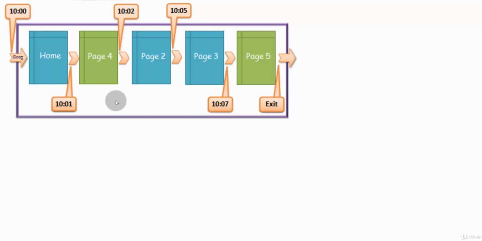Let's assume that a visitor enters at 10 a.m. into the home page of your website. Then at 10:01 he goes to page 4 and at 10:02 he comes back to page 2. Then at 10:05 a.m. he moves to page 3 and then at 10:07 a.m. he moves to page 5. Let's assume that he exits your website at 10:10 a.m.